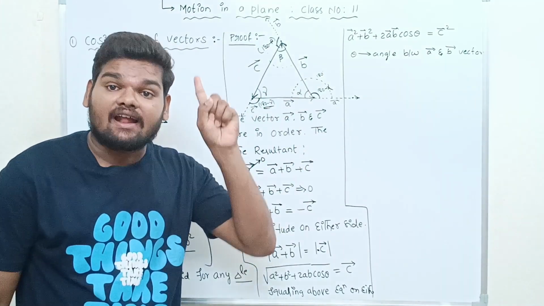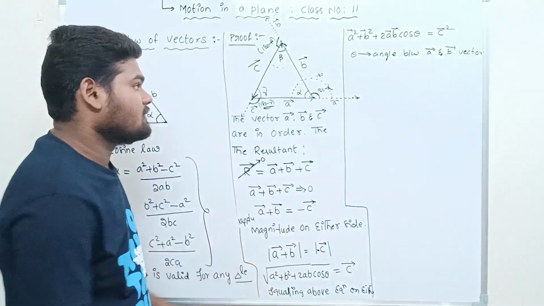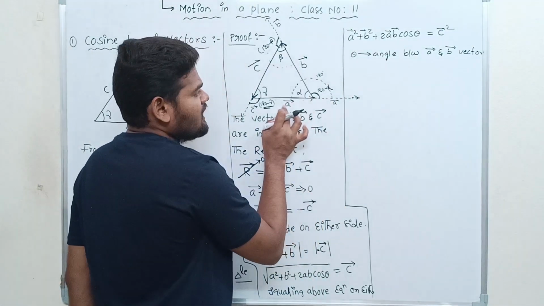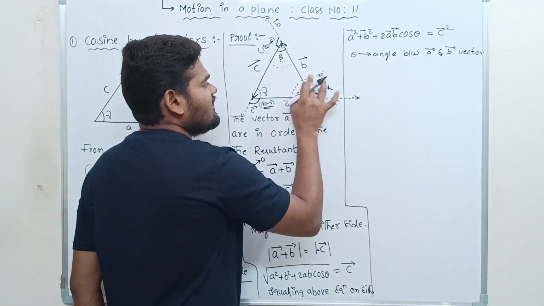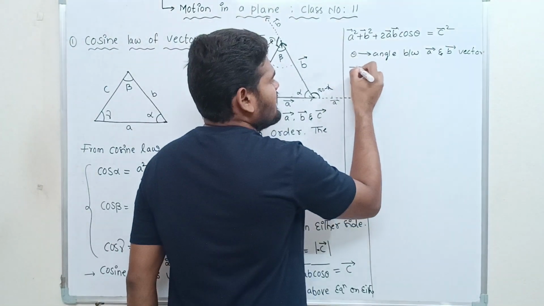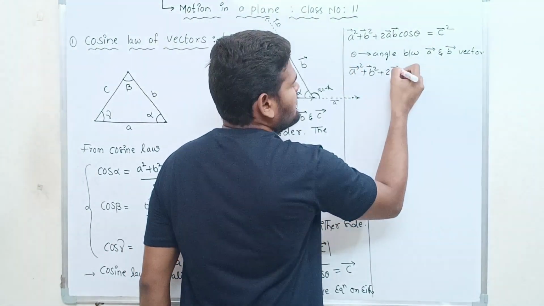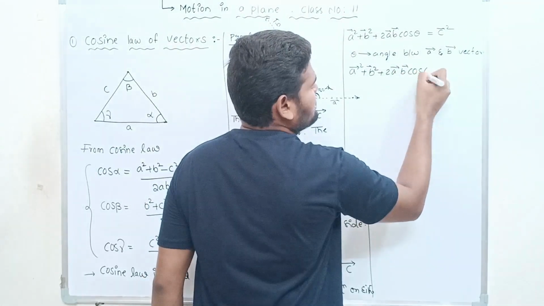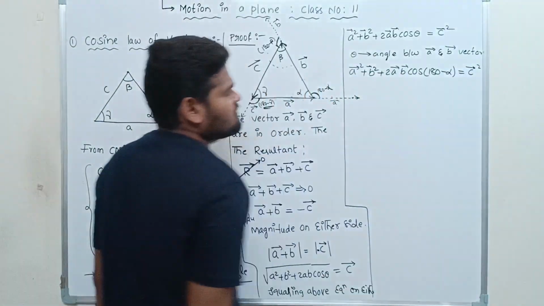Likewise, you have to take the angles between A bar and B bar, and C bar and A bar vectors, and you must take the angle between two heads or two tails of the vectors. So now what is the angle between A bar and B bar vector? It is 180 minus alpha. So A bar square plus B bar square plus 2 A bar B bar cos(180 minus alpha) is equal to C bar square.